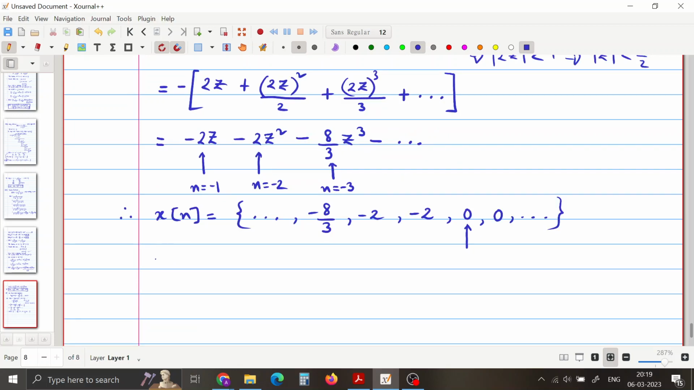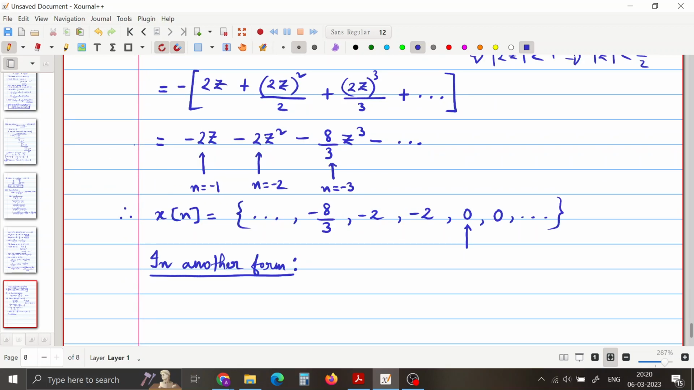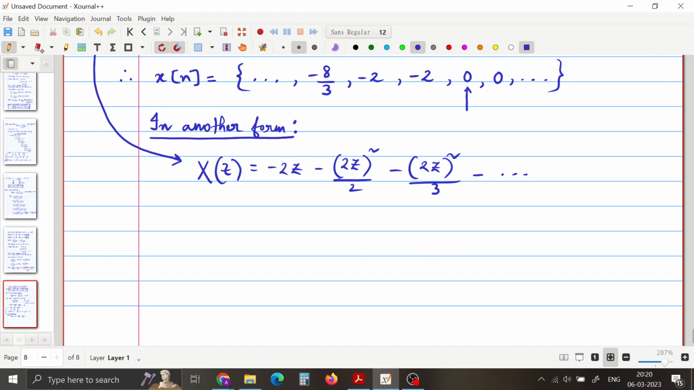So in another form, let's see. So x of z was this, right? Minus 2z minus 2z square and so on. So x of z was minus 2z minus 2z whole square by 2 and so on. Okay, this is not square, it's cube, right?